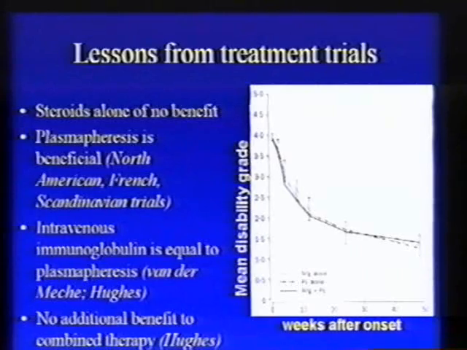Now, this is simply a demonstration of the effect of treatment. This doesn't have a control group on here because by the time the study illustrated here was done, it was not appropriate to have control groups. But this is a graph that illustrates the improvement in disability over time after onset. And in untreated individuals, the improvement is much slower, so a curve would look much more like this.